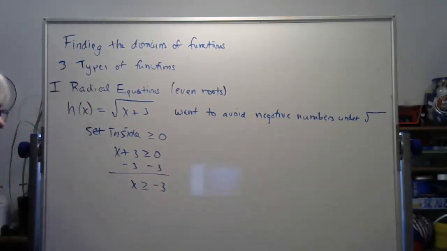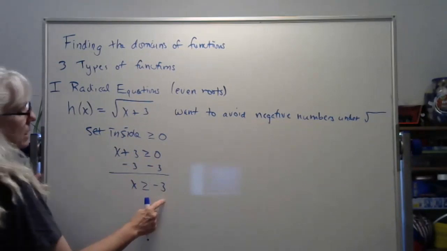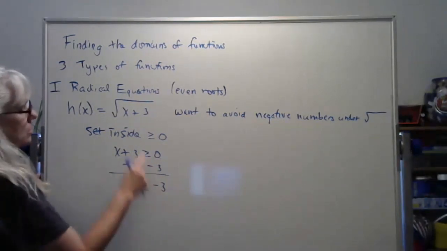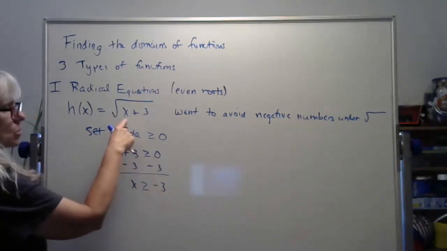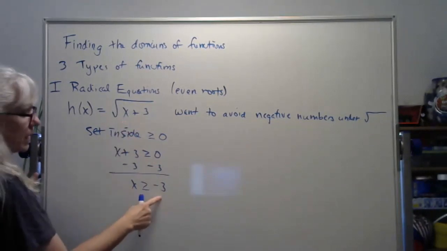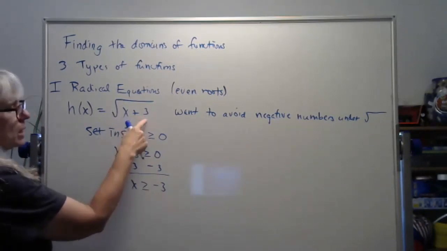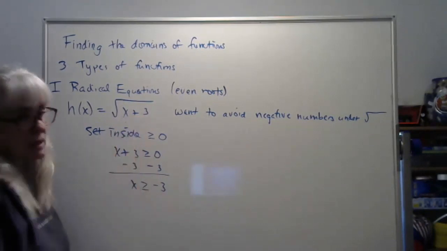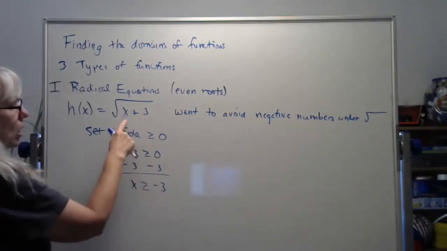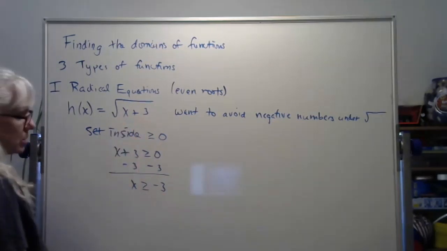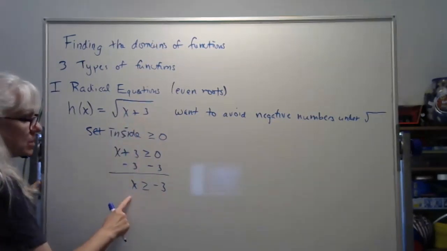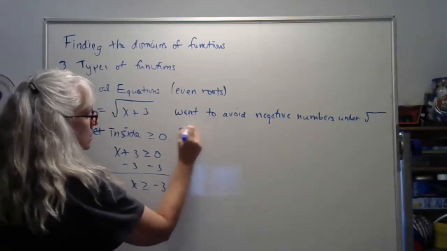So what this is saying is our set of input values are all numbers starting at negative 3 getting bigger. I can check that. I can plug in negative 3 because it says it's greater than or equal to. If I plug in negative 3, I get 0. Square root of 0 is 0. If I plug in 0, because that's bigger than negative 3, I get the square root of 3, which exists. It's a decimal, but it does exist. I can plug in 1. 1 plus 3 is 4. Square root of 4 is 2. So this gives me the set of numbers I can use, but we need to interpret this.